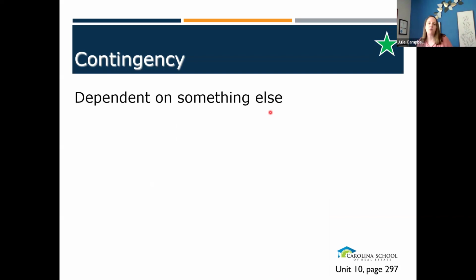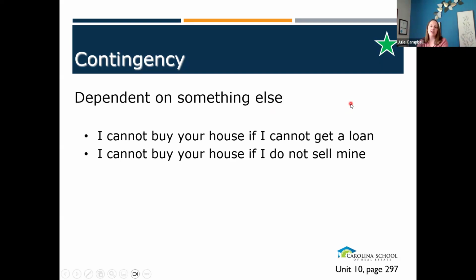So let's say, for example, we agree to a contingency. And what that contingency says is, I'm not legally obligated to perform if something doesn't happen first. If that never happens, I'm not legally obligated to perform. Common examples of contingencies that we might find in real estate: I cannot buy your house if I can't get a loan. I can't buy your house if I don't first sell mine. Me buying your house is contingent on something else happening.